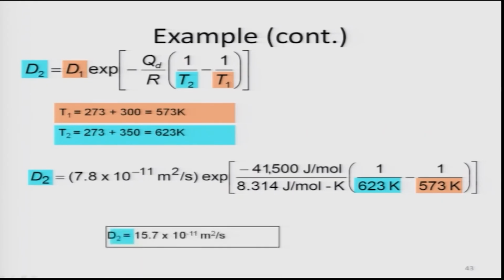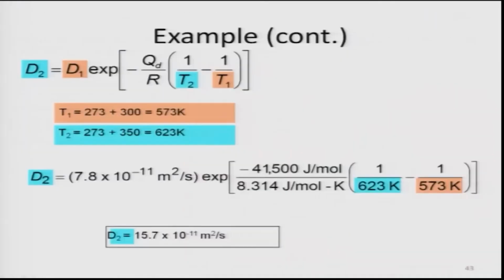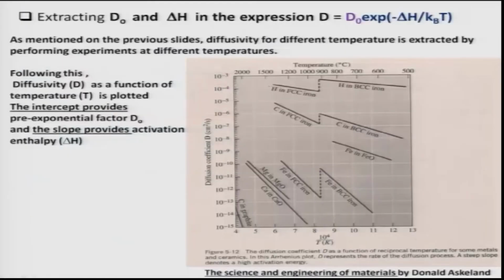So what do you get? It is basically 15.7 times 10 to the minus 11 meters squared per second. That is what you get. Okay, so very simple. We are actually applying this exact equation. D1 is known, QD is known, T1 and T2 are known. Therefore, D2 is nothing but the calculation of the exponential term.